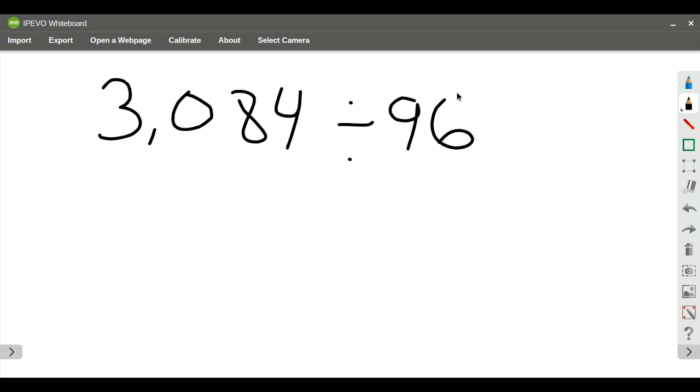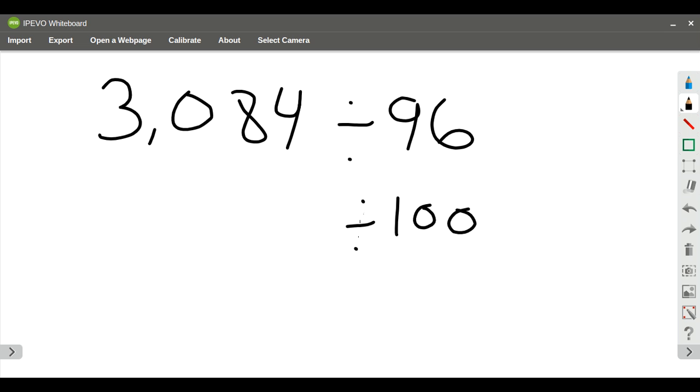So I'm just going to go ahead and take 96. If I round that, that's going to round to 100. Notice that I started with the divisor. I always start with the divisor when I'm rounding or finding a compatible number because it makes it easier for me to do the manipulation with the quotients.